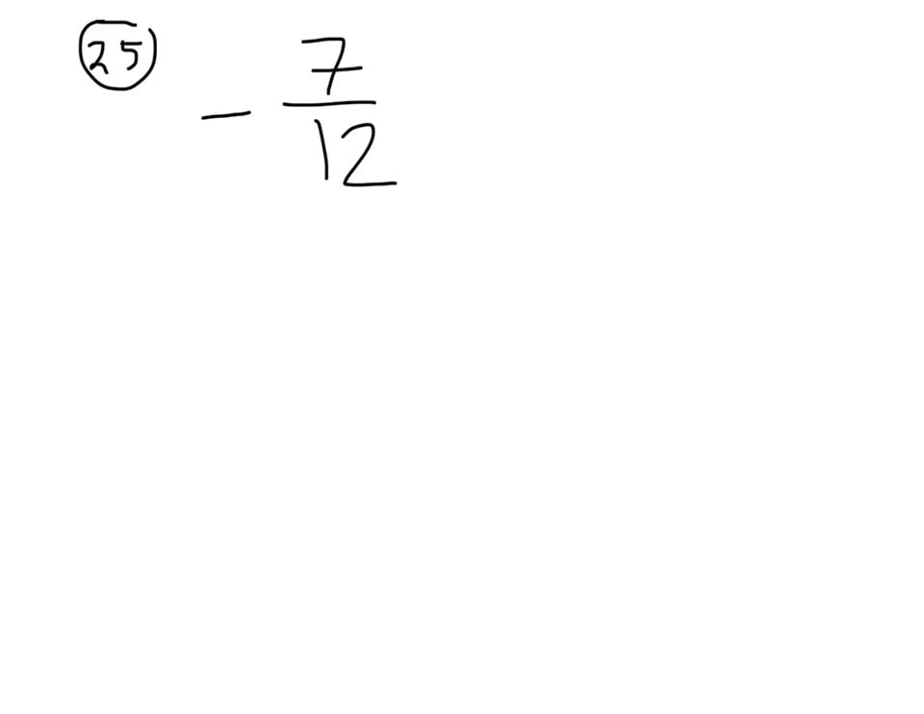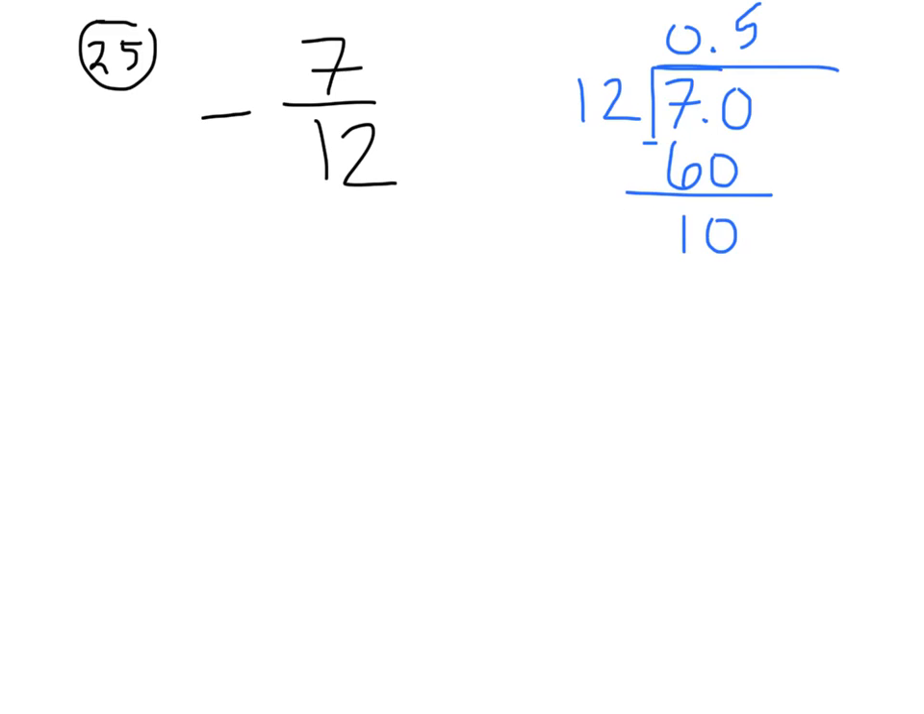Number 25, -7/12. Turn it into a decimal. 7 divided by 12. 12 doesn't go into 7, so I have to say into 70. It's going to go 5 times. 5 times 12 is 60. Subtract and get 10. Bring down a 0.